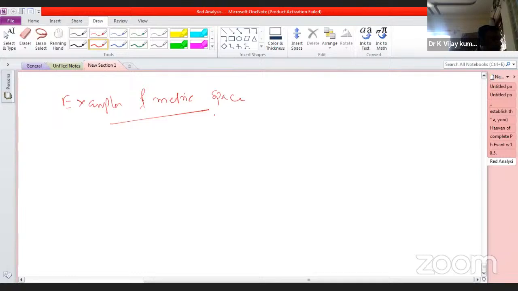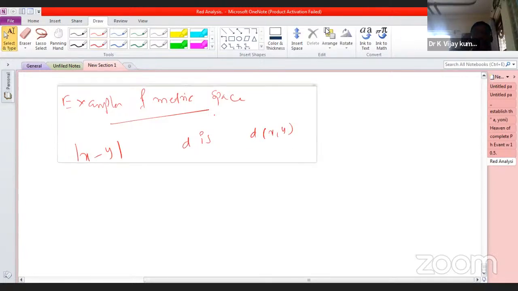Examples of metric space. After the definition, they will ask in the examination for examples of the metric space. We shall keep in mind the metric space is a generalization of the property. I already told, the modulus of x minus y in R. Therefore, d is a metric space. We can write d of x comma y. Hence, there are many fundamental examples of metric space out of the real number system we are taking here.